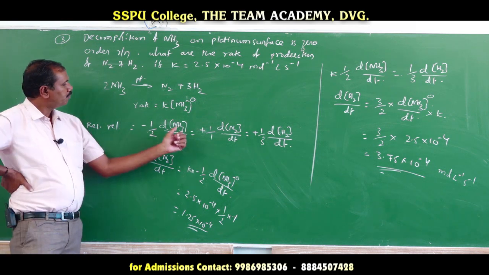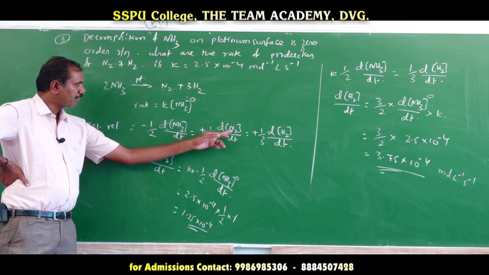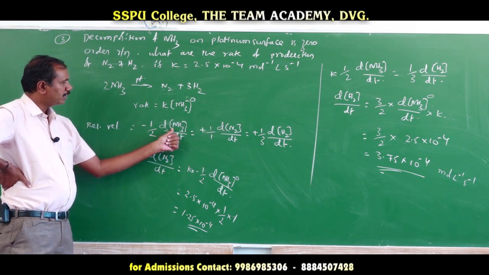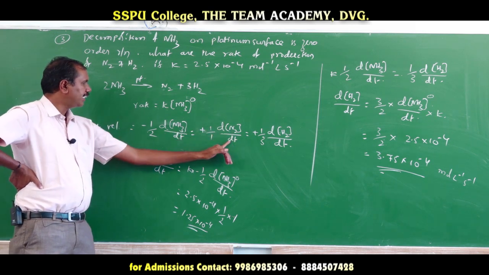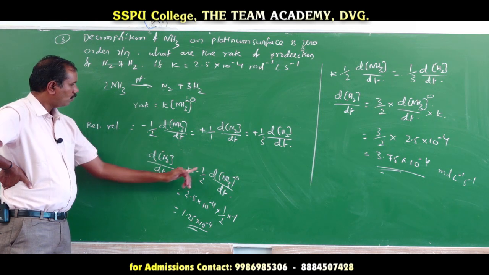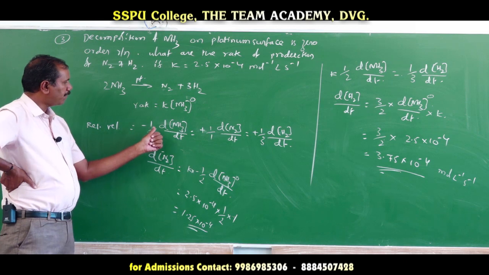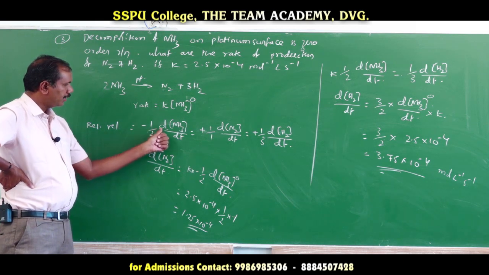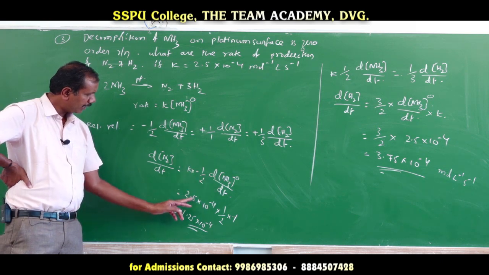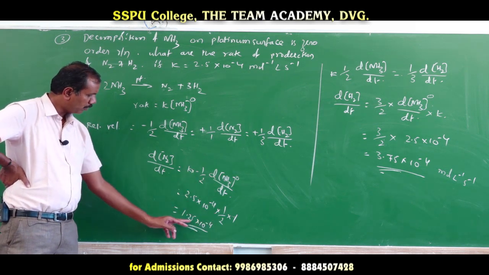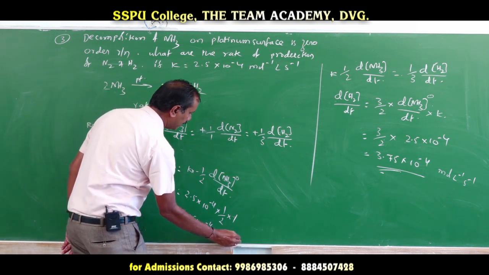So first you have to calculate the rate of production of N2. The rate of production of N2 should be calculated by knowing the concentration of NH3. dN2 by dt is equals to 1 by 2 into dNH3 by dt. So it should be multiplied with k. So 1 by 2 into dNH3 by dt, k value is 2.5 into 10 to the power of minus 4 into 1 by 2, we can get this answer. This is in terms of mole per liter per second.